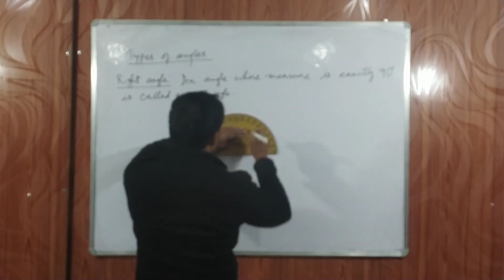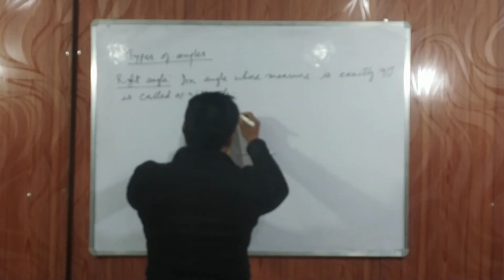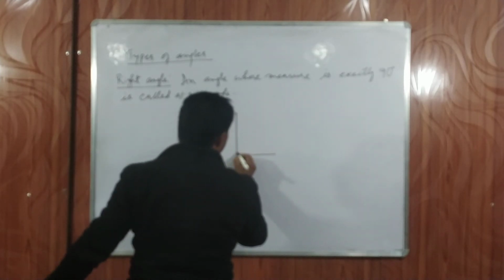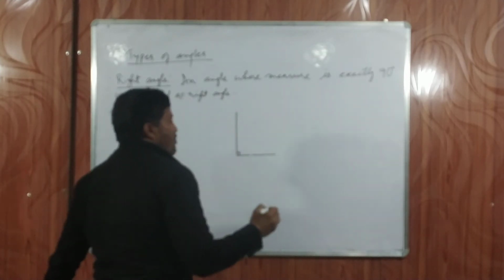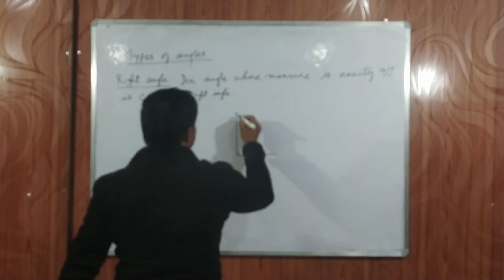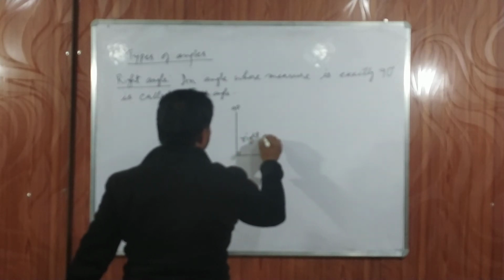This is the baseline. So this is 90 degree. Remove the protractor and join the point with this line. So this angle formed is called 90 degree or a right angle. So a 90 degree angle means a right angle.